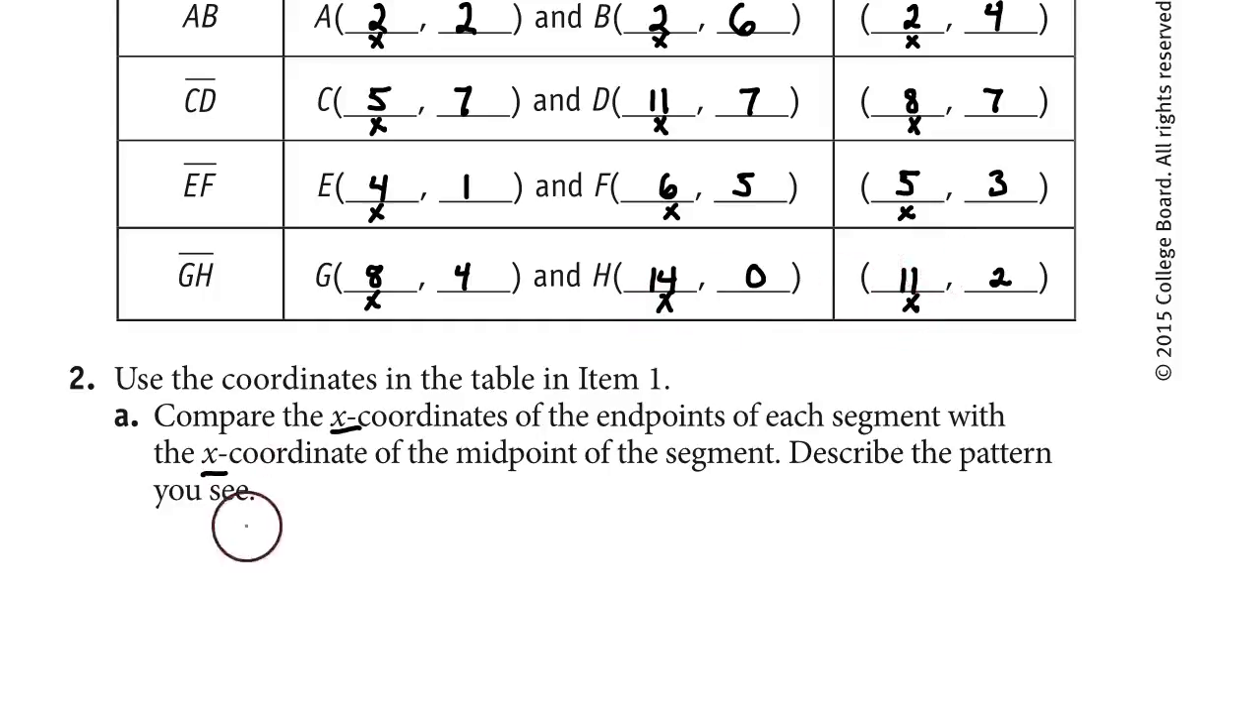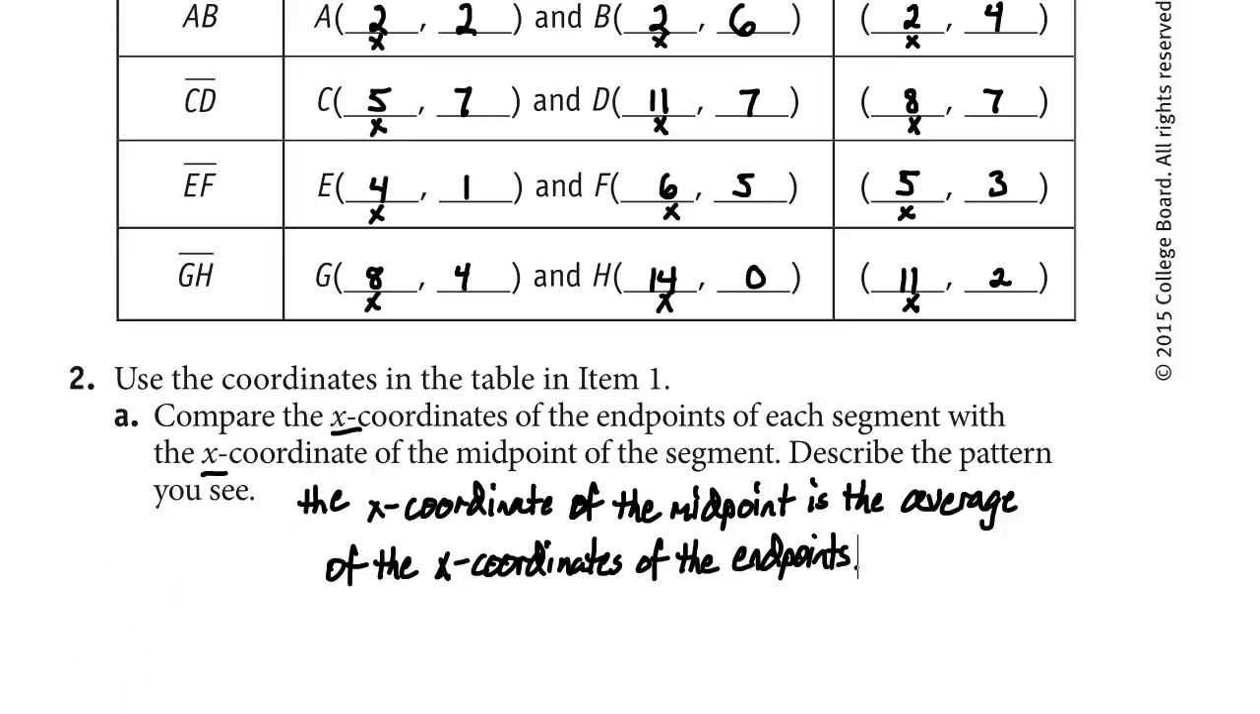So we want to describe this pattern. It looks like the x coordinate of the midpoint is the average of the x coordinates of the endpoints. Recall that to calculate an average, you add the two numbers together and divide by 2. For example, in that last one, if this was 8 and this was 14 and we wanted the average, we could go 8 plus 14, which is 22, and then divide by 2, and that's how we get this answer of 11.